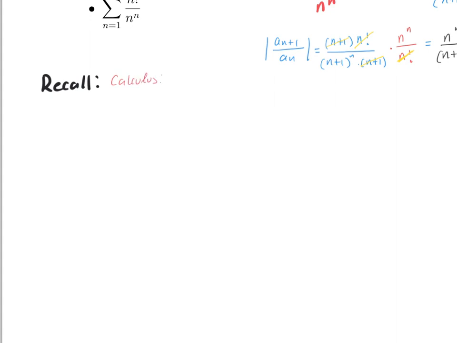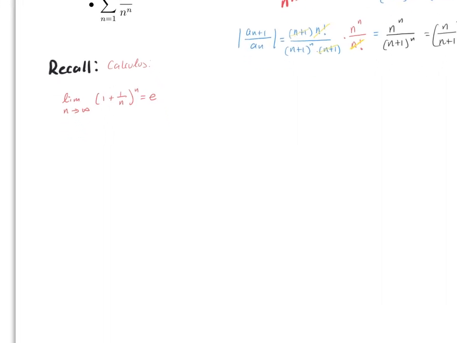And to get this result actually requires L'Hopital's rule. But this is one of the most important limits in Calculus 1. The limit as n goes to infinity of (1 plus 1 over n) to the n is equal to e. Well, remember, e is the irrational number, which is equal to 2.718 and so forth. Okay? So this is the case.